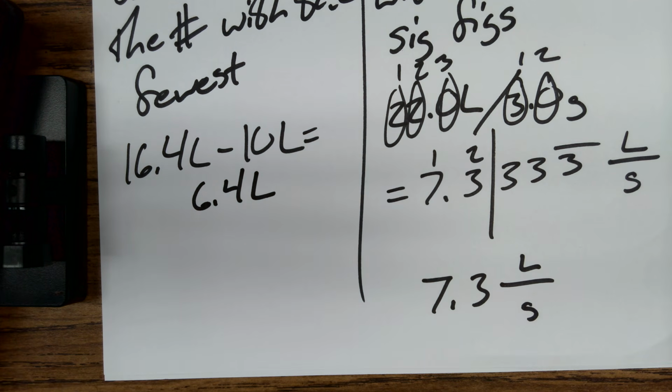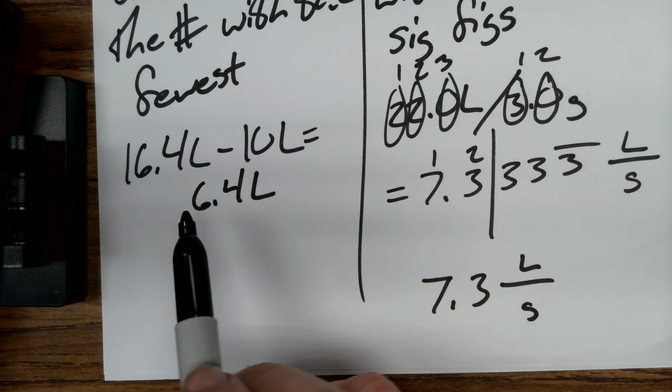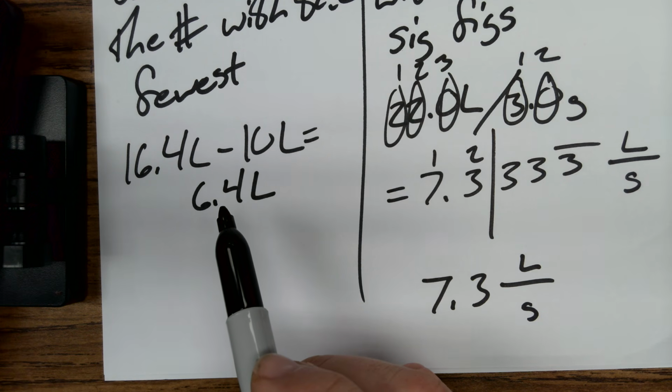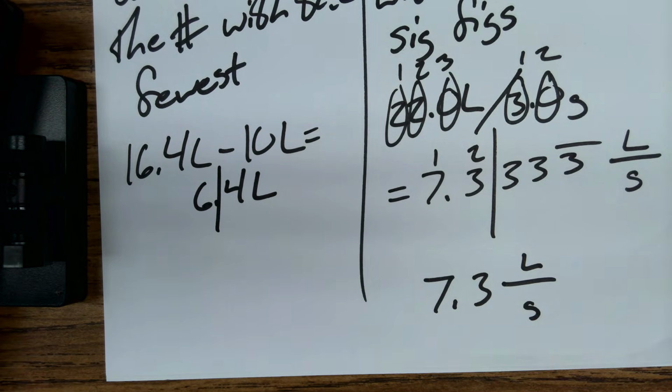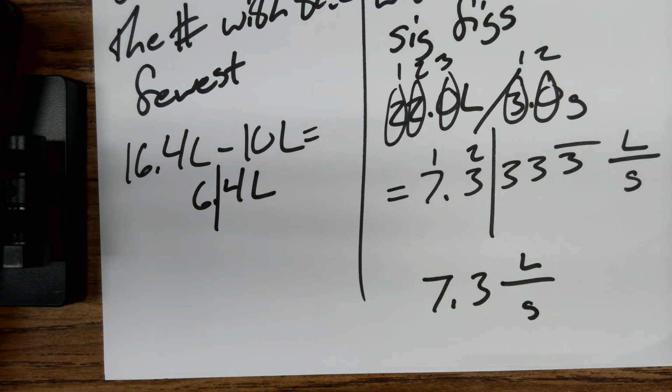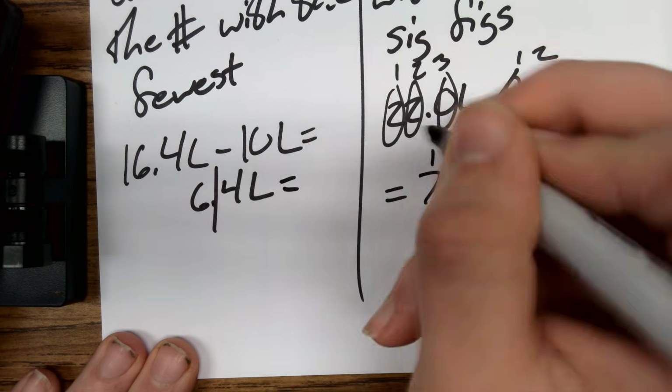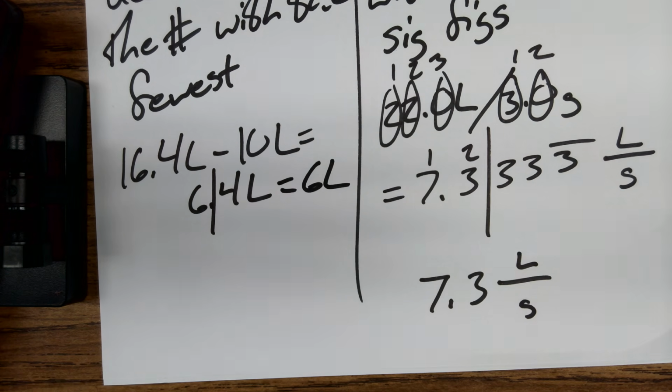Now, here's the thing. My final answer has to have the same number of decimal places as the number with the fewest decimal places. What's the fewest number of decimal places? 6.4 or 10? 10 has how many decimal places? 0 decimal places. Is the 4 big enough to push my 6 to a 7? No. So my final answer would be 6 liters.